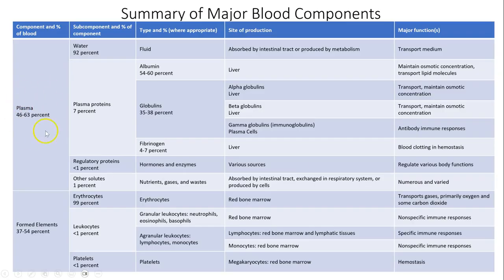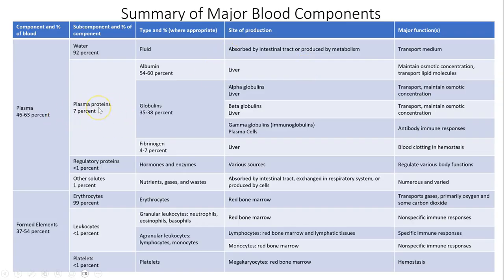So again, that plasma is making up a pretty significant portion of our overall blood volume. And so 92% of that roughly is going to be water again, because we need water to maintain our blood pressure. We need it for our cells. We need a lot of water, all right? And so that fluid gets absorbed from the intestinal tract. Sometimes it's produced through metabolism in small quantities, but this is really just going to be that overall transport medium. If you don't have enough water in your bloodstream, then you are going to have a decrease in blood pressure, and that can cause lightheadedness and dizziness and stuff like that.